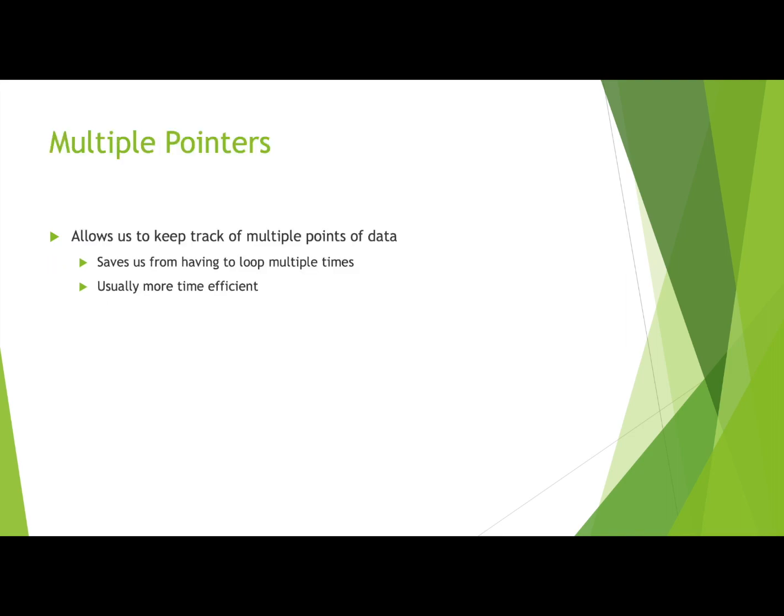So multiple pointers is just a way of creating a bunch of variables that keep track of different points in an array. These usually are just integers, pointing into an array or string, or even a linked list, but these are usually just integers or other data types that point to different points in time. And the benefit of this is it saves us from having to loop multiple times, and it usually gives us a more time efficient solution.